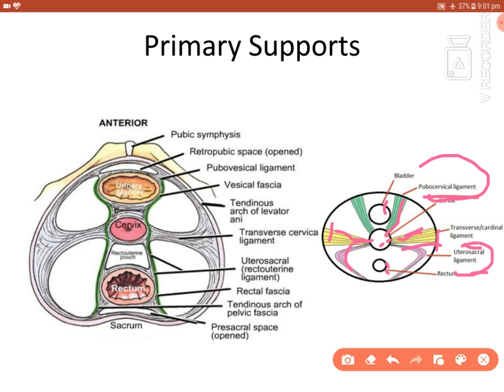Here you can see this is the transcervical ligament. Then there is the pubocervical ligament. This is the pubocervical ligament. Okay, then here we'll get the uterosacral ligament. This is the uterosacral ligament.